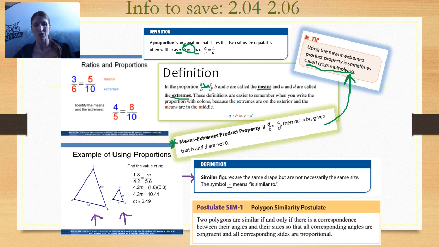And then the postulate I wanted to focus on right here. Two polygons are similar if and only if there's a correspondence between their angles, so their angles match up, and their sides are proportional, so that all corresponding angles are congruent. Okay, so that's key. For two objects to be similar, their corresponding angles have to be congruent, and their corresponding sides have to be proportional. Okay, and those are the two key things to make sure that a polygon is similar.